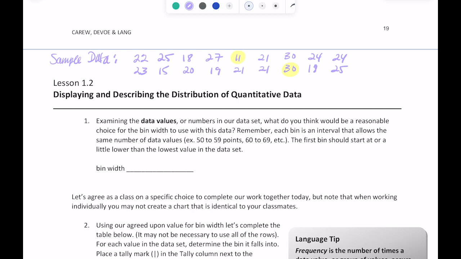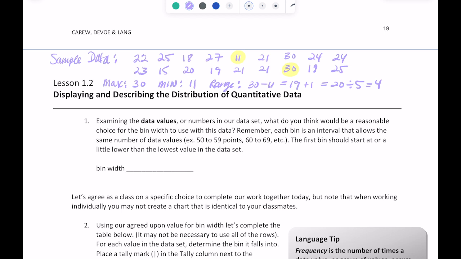Okay, so my max is 30. My min is 11. And to find the range, I'm just going to do max minus min. 30 minus 11 gives me 19. Okay. You're always going to add 1 to it. So you get 20. And let's say I want to have 5 bars. So I'm just going to divide by 5.